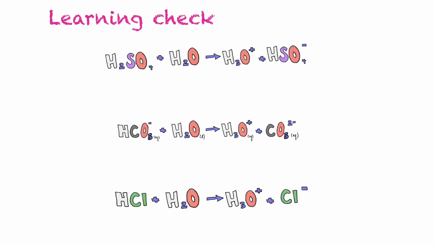So now we're just going to check our understanding. In our first example, we have sulfuric acid with water becoming hydronium ion and hydrogen sulfate. So in this example, this H2SO4 is the acid, and then it is giving up a hydrogen or a proton to become the conjugate base.